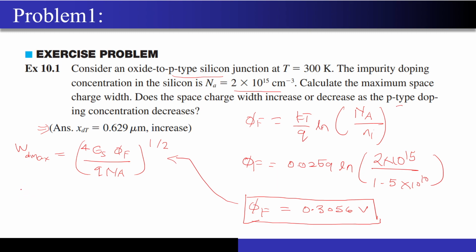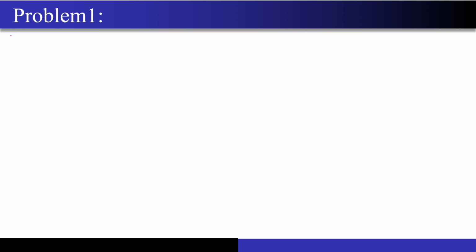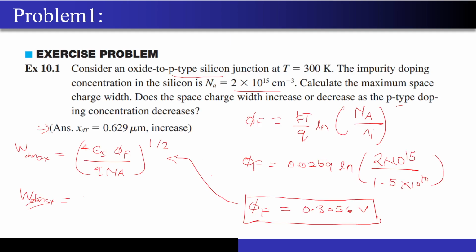So now let's substitute. Just a minute. WD max will be 4. Let's take it into the next page because this expression will be pretty big. So WD max was 4 into epsilon. Epsilon of silicon is 11.9, because the depletion region is happening in the silicon, so you have to take the epsilon of silicon over here. 11.9 into 8.85 into 10 to the power minus 14. This is the dielectric constant of free space, right? Into the value of phi f that we had calculated. So what is the value of phi f? 0.3056, right?